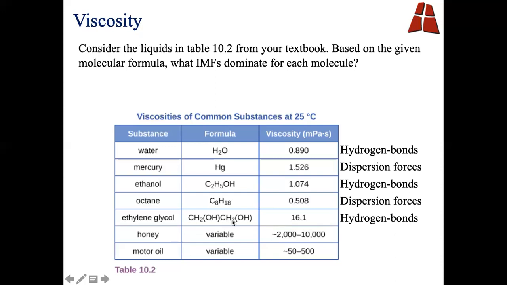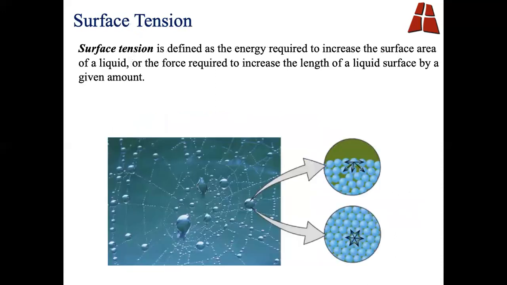This has a large molecular weight. It also has a lot of hydrogen bonding. That gives it a very high viscosity, okay? Or I guess I should say very medium. Honey and motor oil tend to be variable, but honey is something that's obviously very viscous. Again, it's a lot of sugars that have a very large molecular weight as well as hydrogen bonding present in most of them. So it's very viscous that way, right?